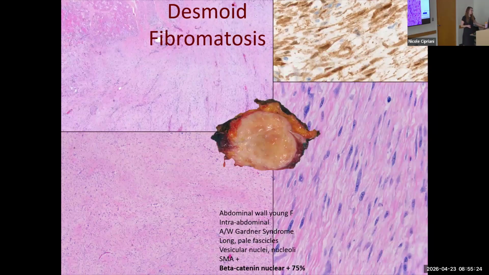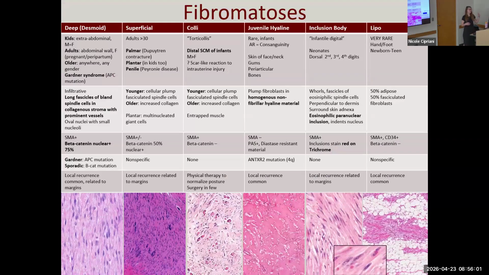All right, fibromatoses, most common, desmoid. Usually abdominal wall of a sort of reproductive age female, but not specifically here. This is just the most common setting. Can be associated with Gardner's, long, pale, fibroblastic, myofibroblastic fascicles with elongated nuclei, with small nucleoli. You're looking for SMA, sort of tram track on the membrane, and you're looking for beta-catenin in the nucleus. Highly infiltrative, highly locally recurrent. Sometimes they medically treat these patients because of surgery, sometimes they just keep recurring.